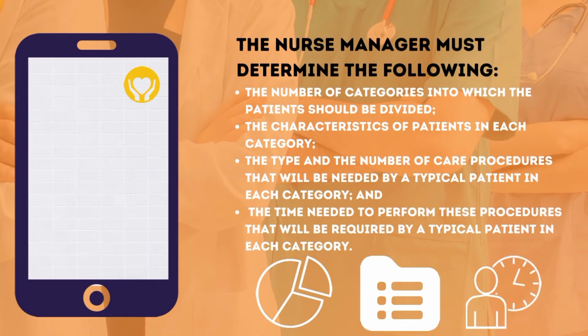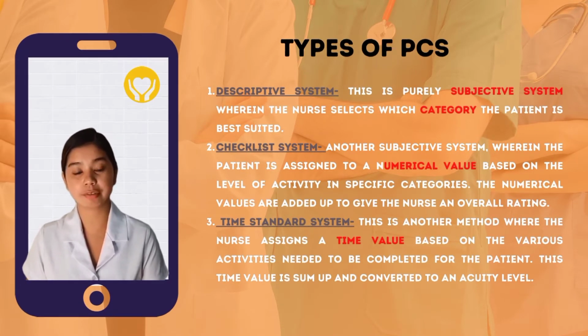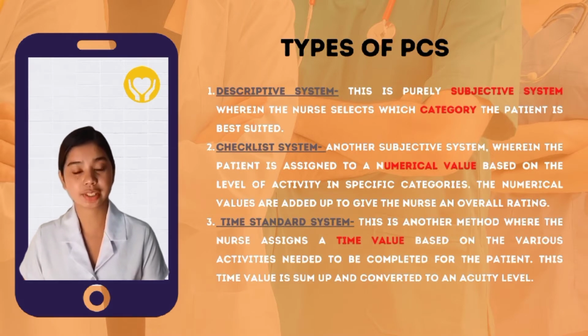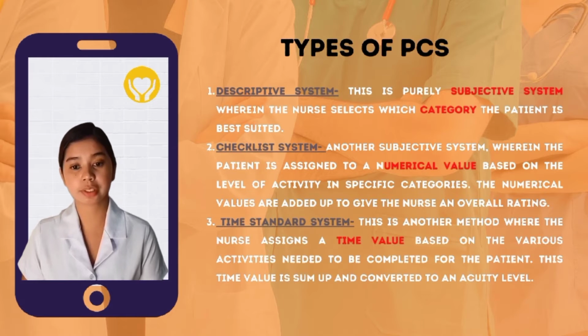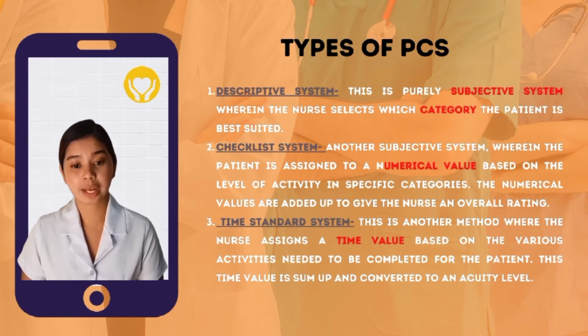Thank you. Good afternoon everyone, I am Melissa Gail Albas and I'm going to talk about the types of patient classification system. There are different kinds of PCS used in administration, but three are the most commonly used types, and these are the narrative description, checklist, and time standard or relative value unit.